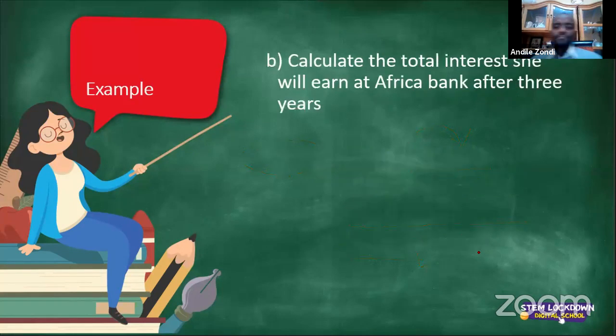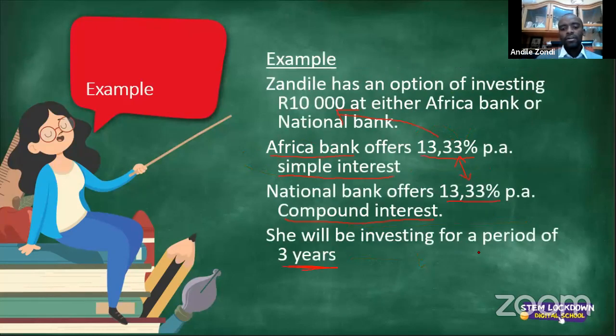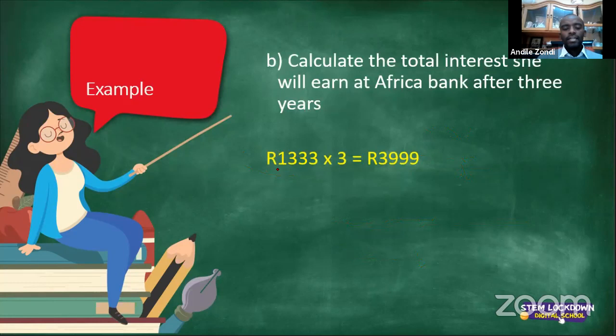So next question. Calculate the total interest she will earn at Africa Bank for 3 years. Remember, for 1 year, she earned 1,333, right? The period of investment is 3 years. Simple interest. Interest does not change for simple interest. So your answer will be interest for 1 year times 3 years. And after 3 years, she would have earned 3,999. Interest for 1 year times 3 is 3,999.